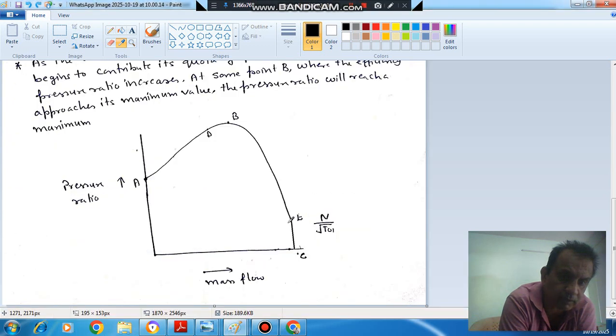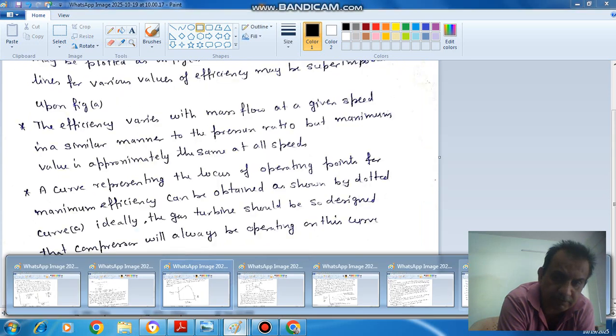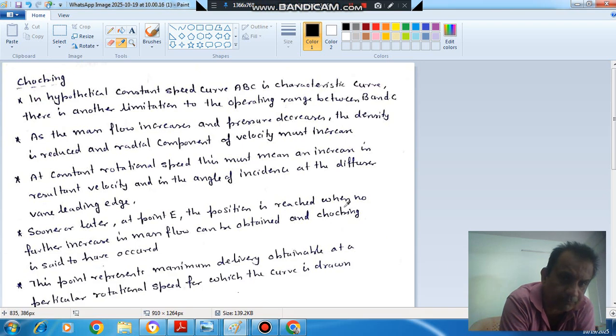Here Cr is the maximum radial velocity, Cw is constant corresponding to this, so C2 is maximum. Above this, the value of C2 is not possible, which means more mass flow rate than this is not possible. So this is called choking. Okay, I will read this out, and it will make it more understandable.